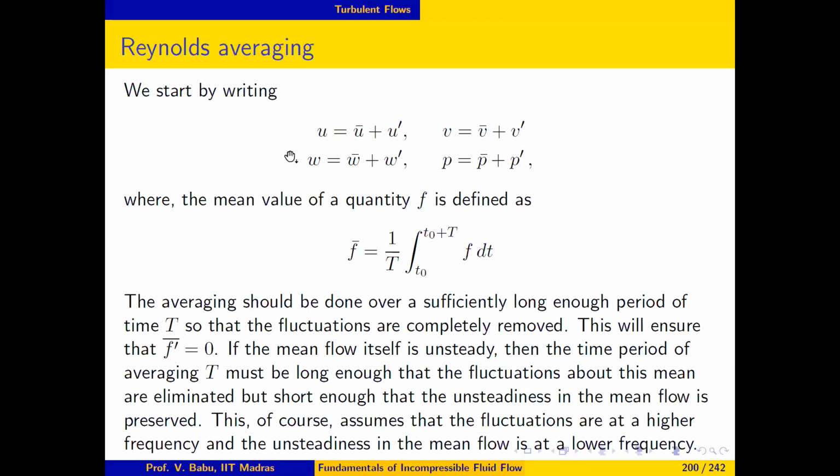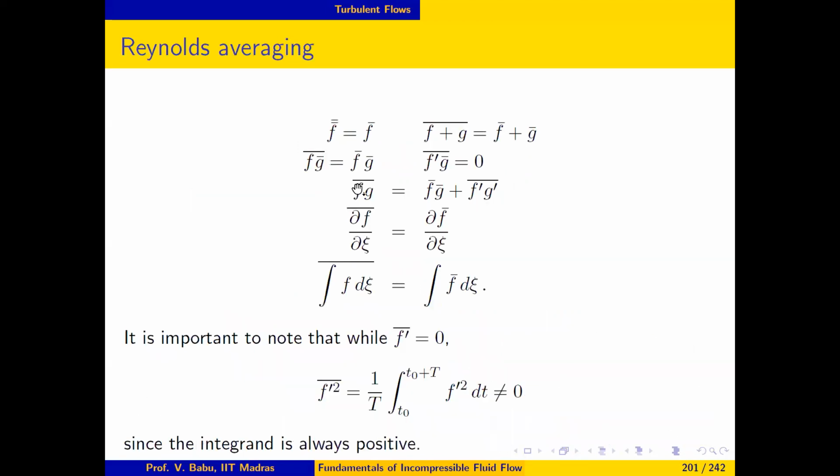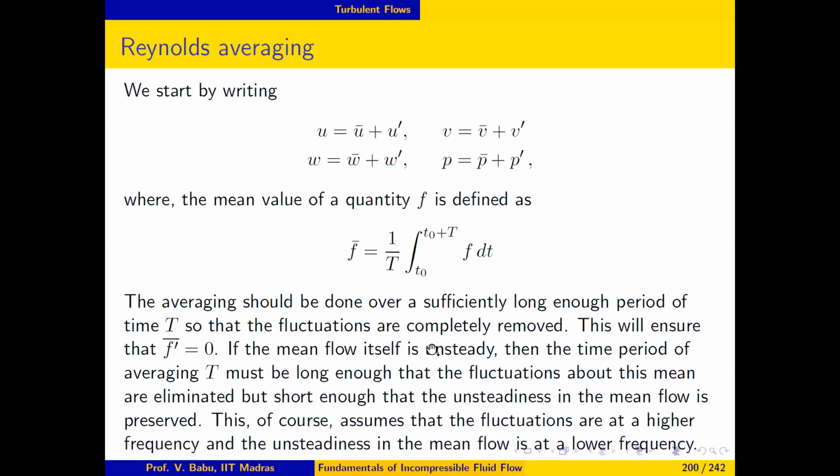So this time averaging process erases the high frequency fluctuations, but not the low frequency variations of the mean flow field. Some additional mathematical properties of the time averaging process are given here, and these would be used when we derive the governing equations for the mean quantity. So basically, the strategy is to decompose the turbulent flow field into a mean part and a fluctuation.